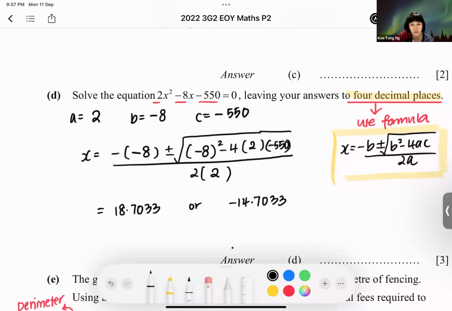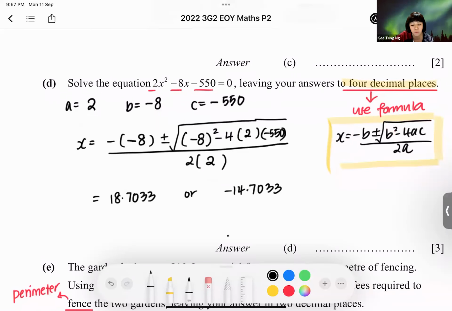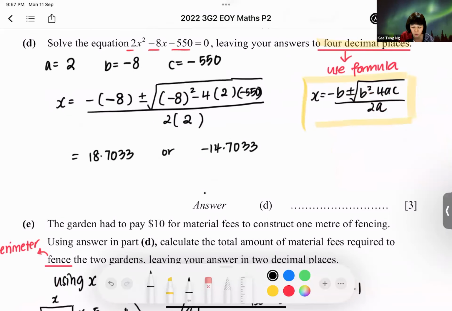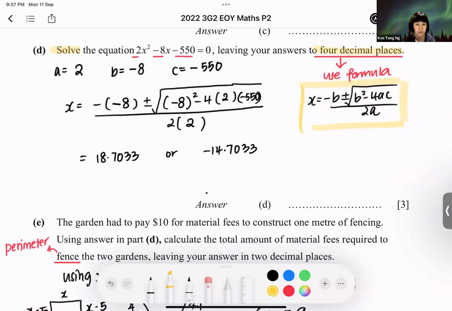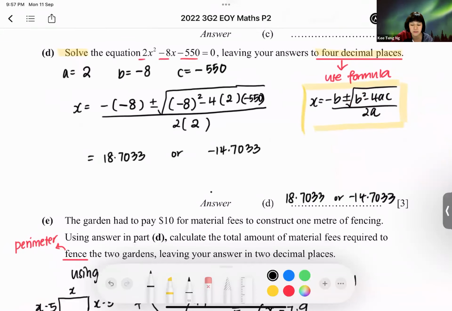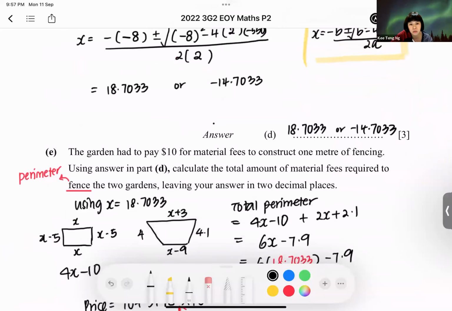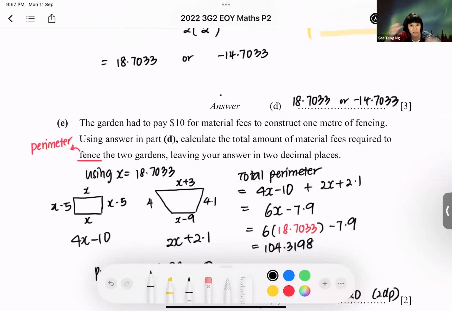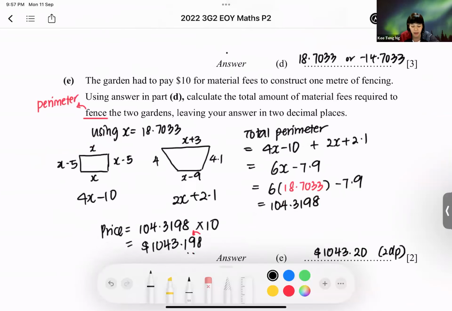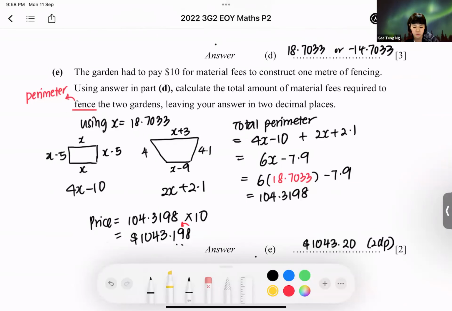Since they want 4 decimal places, I'm going to write both. They only say solve the equation. They never ask me to reject any number. I'm going to write both my answers. But however, next part, if I want to solve my question, logically, x is a length, so x cannot be negative. Hence, therefore, I say using x to be this number.